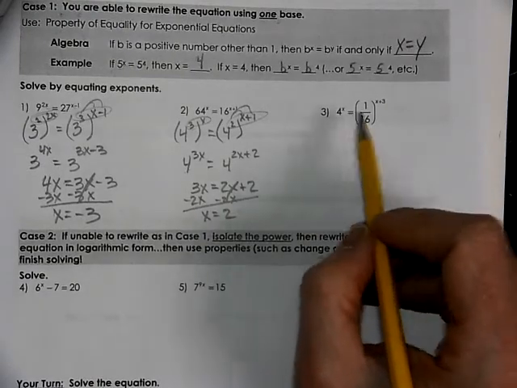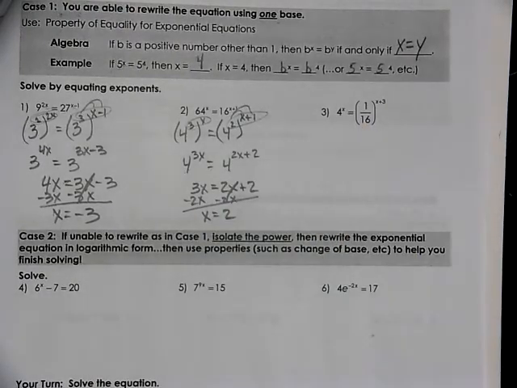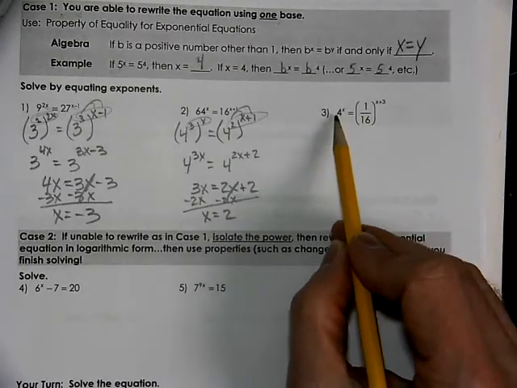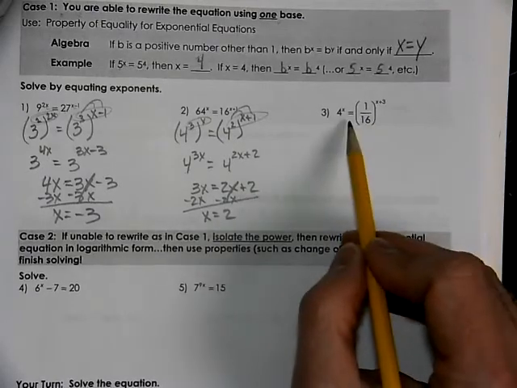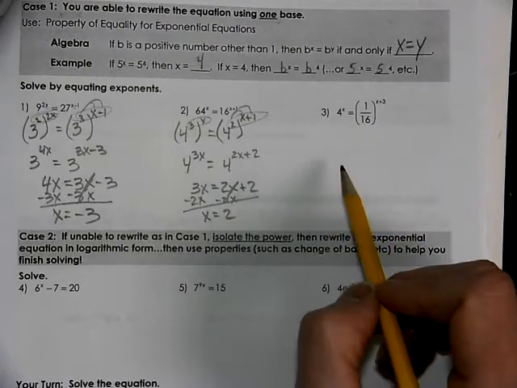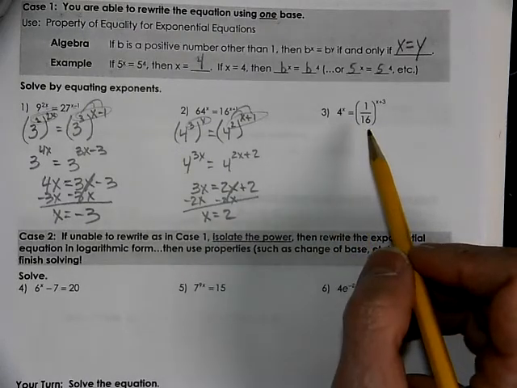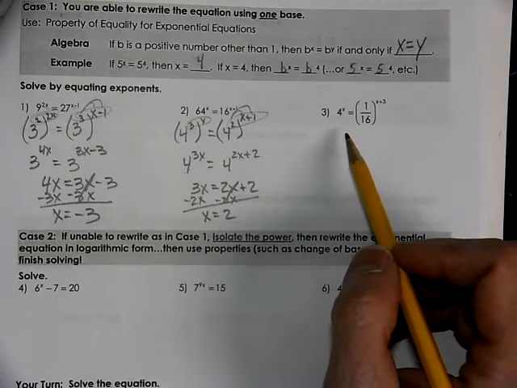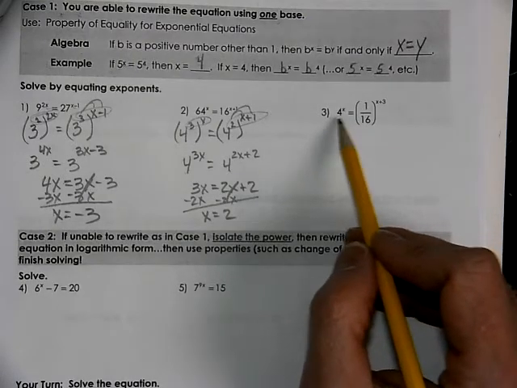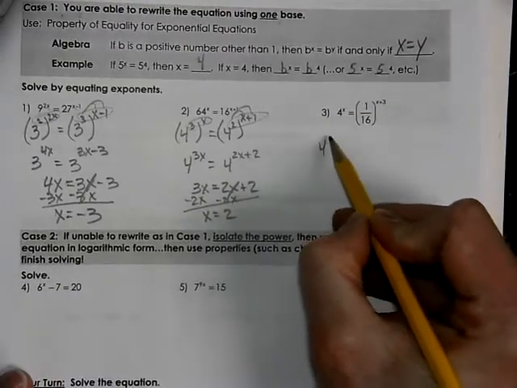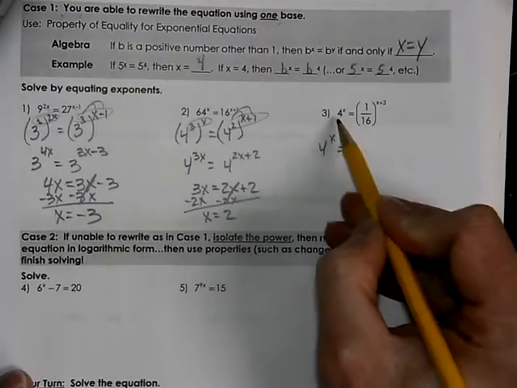The trickiest part is trying to get the bases the same. So what base are we going to use to set these? 4 could work, even 2 could work. It doesn't matter which one you use. But 4 is going to make you have to simplify it less. So 4 to the x power, nothing's happening there.